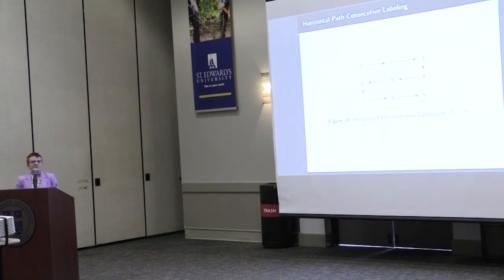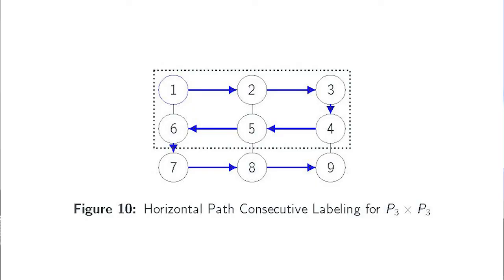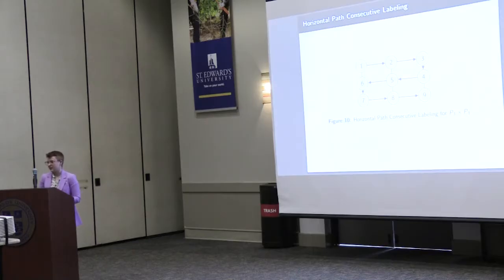And so moving on from that, we wanted to try a different kind of labeling. Before we were looking at a vertical path consecutive labeling. This time we're going to look at a horizontal path consecutive labeling. And so that's very similar. Our starting vertex is in the upper left-hand corner again. But this time we're going to move all the way to the right until we hit the end of our graph. Then we're going to go down, move all the way to the left, down, all the way to the right until we get to the end of our graph.